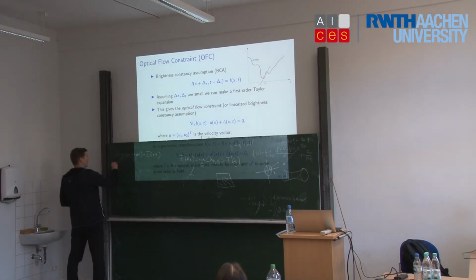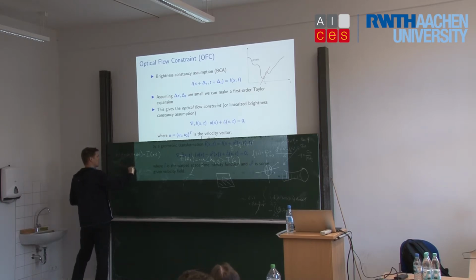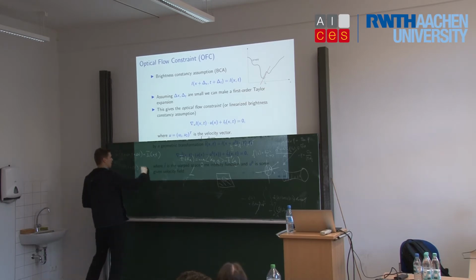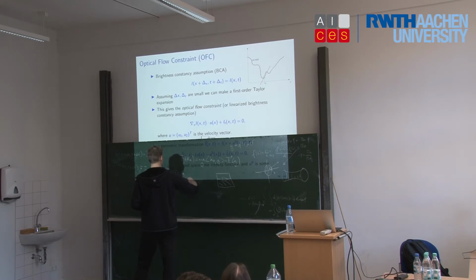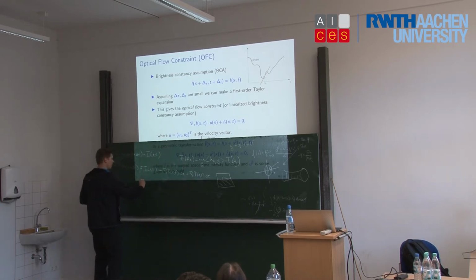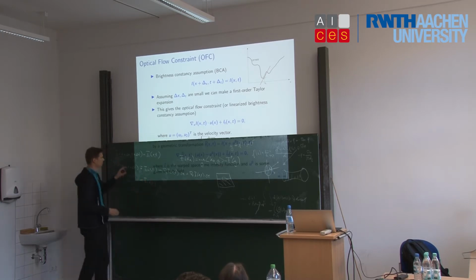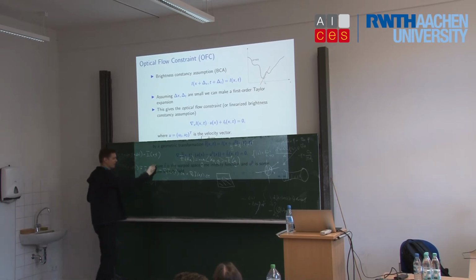We say that I of x plus delta x, t plus delta t approximates I of x and t plus nabla spatial I of x and t times delta x plus the time derivative of I at x and t times delta t. Okay, and per definition, this should be equal to I of x and t. So this part was this first part. This should, per definition, be equivalent to I of x and t. Now you can cancel this guy.